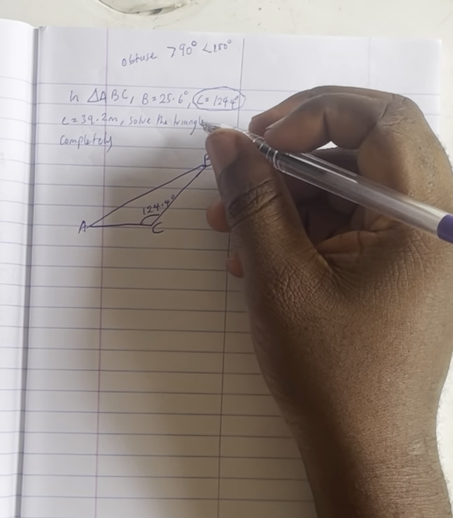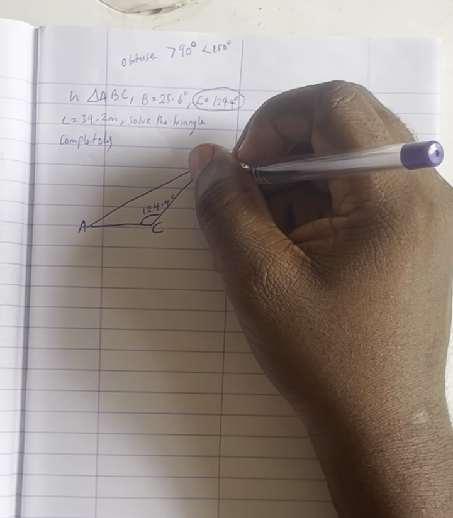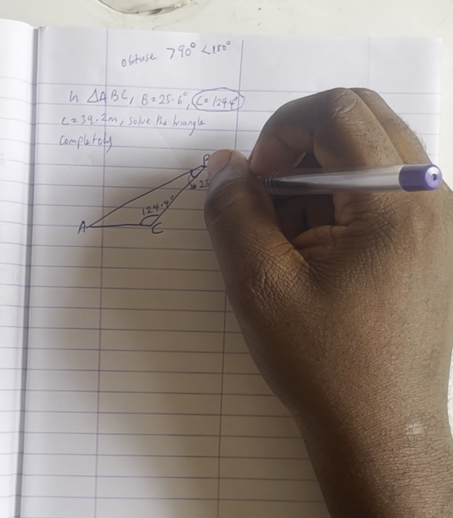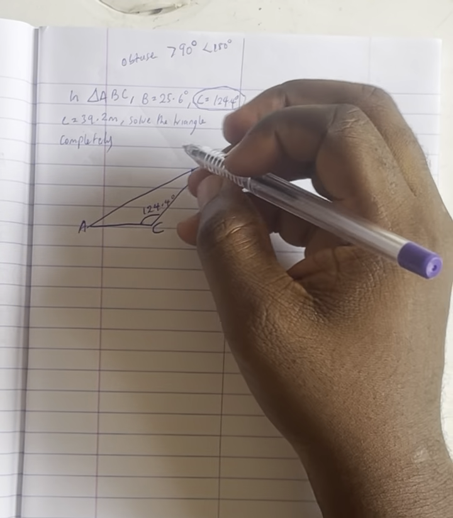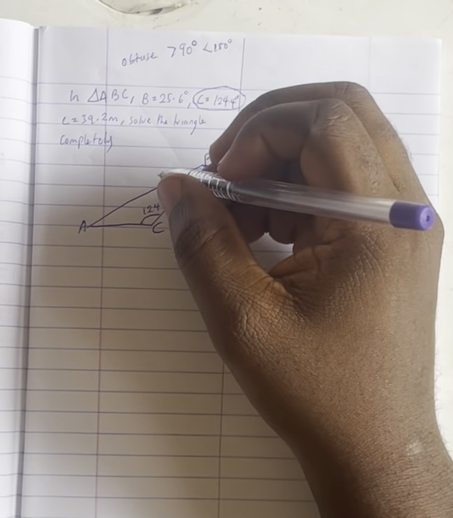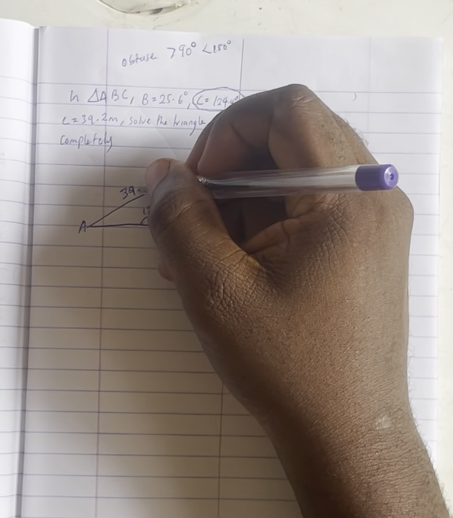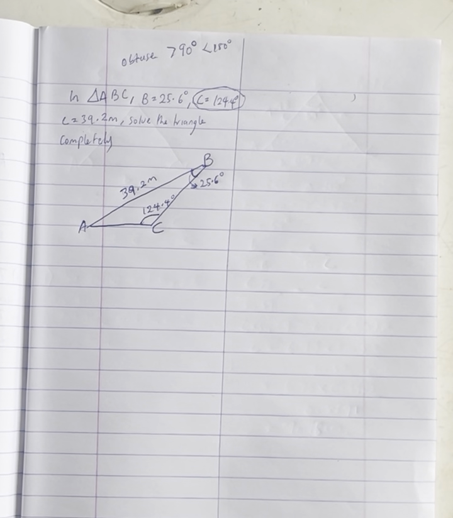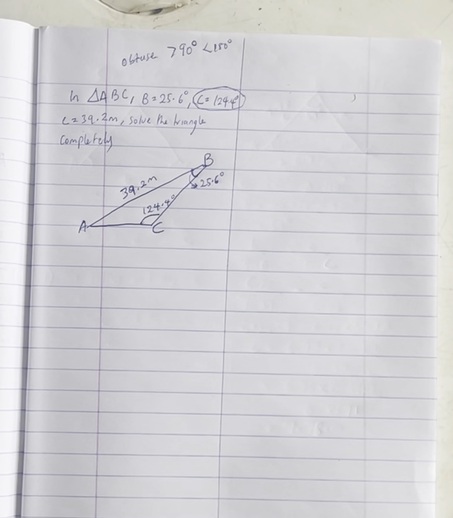So let us see another parameter, B. Angle B here, let me just show it here for clarity. It is 25.6 degrees. And then the side opposite angle C, that's my letter c, is 39.2 meter. So we have to solve the triangle completely. That's to solve everything, all the sides and all the angles.